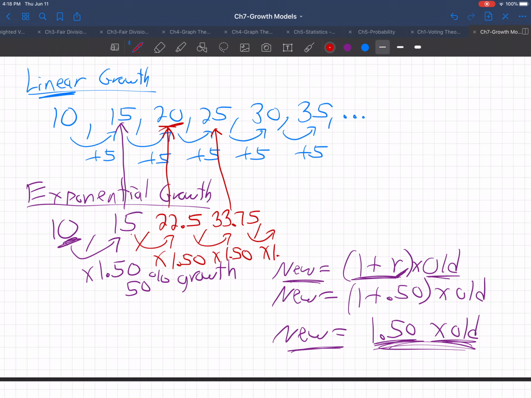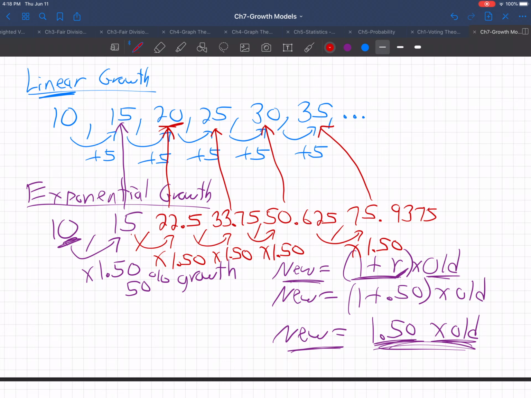Next, just keep multiplying by 1.50 or 1.5. Same thing. Now 50 compared to 30. Let's do one more. Multiply by 1.50 again. And now it's at 75.9375 rather than 35. It's more than twice as much. So this was the start here, right? We call that the 0th spot. And then this is the first generation of growth, second, third, fourth, fifth.